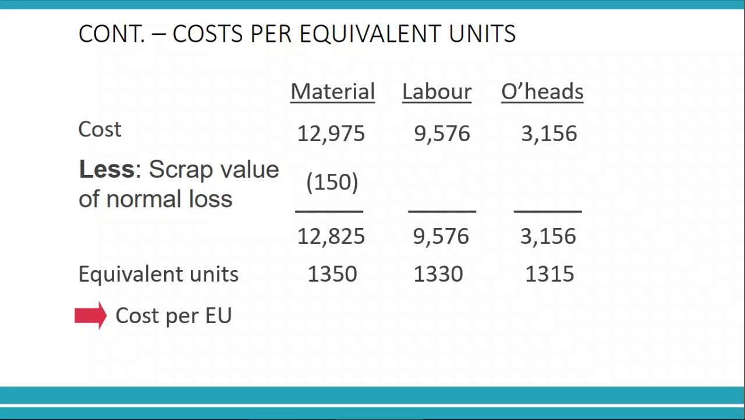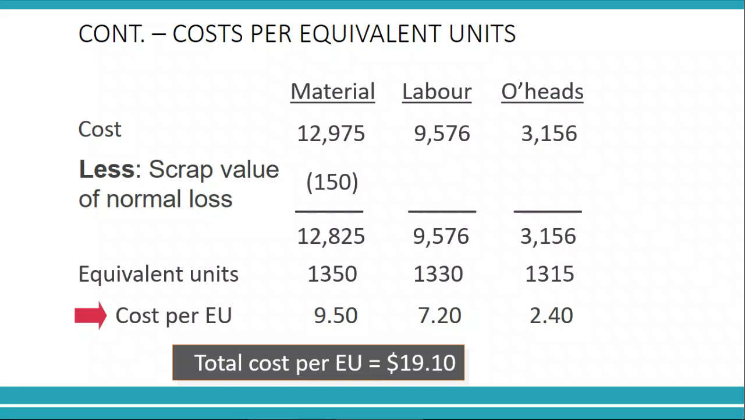And now you find out cost per equivalent unit. So your cost per equivalent unit is 9.50 because you simply divided both of them, and 7.20 and 2.40. So your cost per equivalent unit is 19.10. You add it. We are not calculating here cost for a finished good, we are calculating my cost per equivalent unit, and that is $19.10. Now we go for finished output. So how do you measure your finished output? You've got 1300 units because 1300 units were completed with respect to material, labor and overhead. So you multiply them with 19.10.